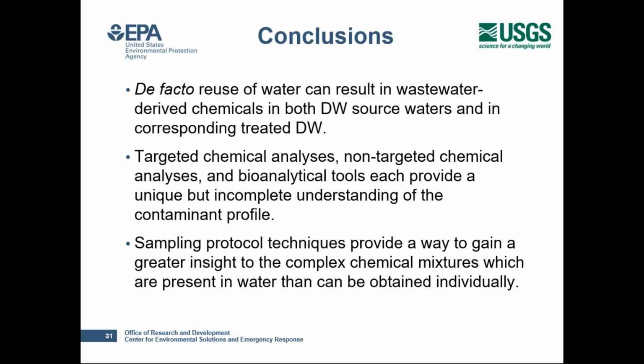So in conclusion, de facto water reuse can result in wastewater-derived chemicals coming into both drinking water source waters and also into the treated drinking water. By doing a combination of targeted chemical analysis, non-targeted chemical analysis, and the bioassays, each one provides an incomplete analysis, but by combining them together, we get a better understanding of what's going on. And a sampling protocol to look at things in different ways can really help give insights into these complex chemical mixtures that are coming from wastewater treatment plants and going into drinking water treatment plants.